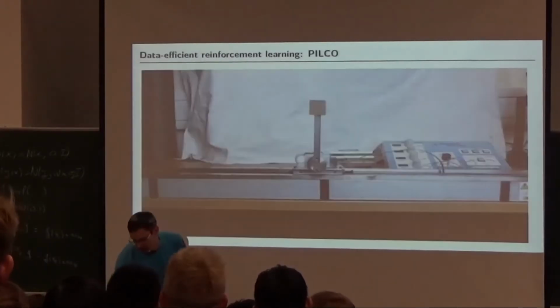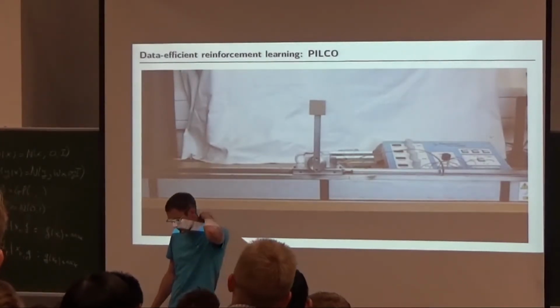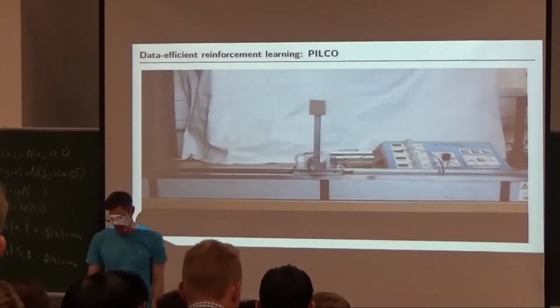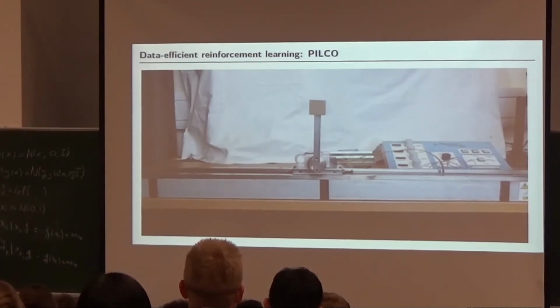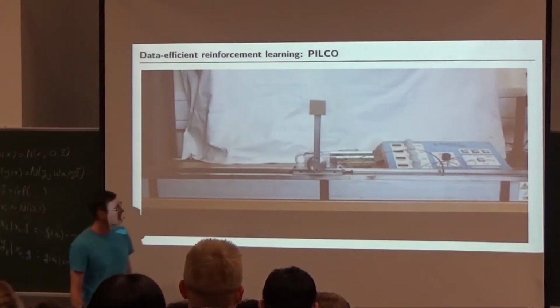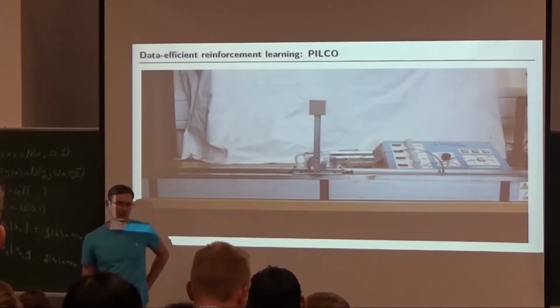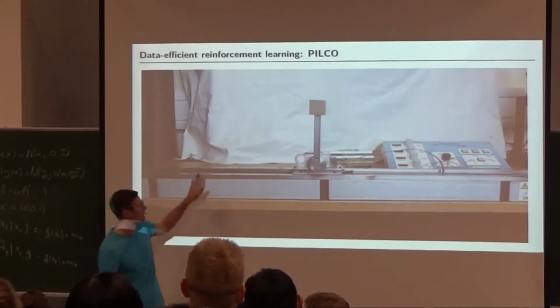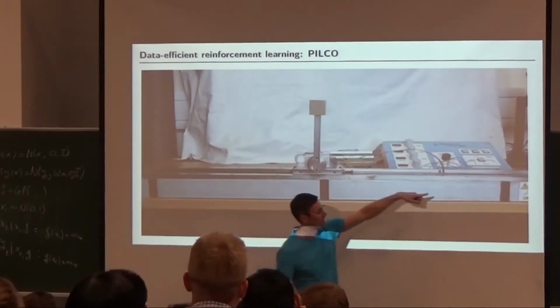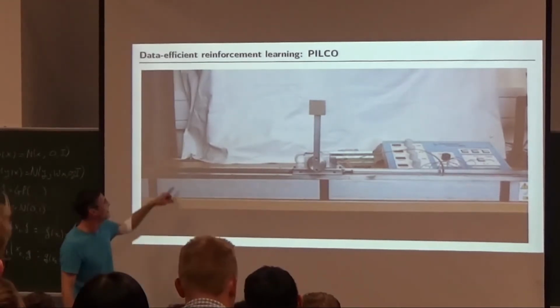Great. Okay, so here's a second really cool deployment of Gaussian processes. This is from Marc Deisenroth and Carl Rasmussen. So the idea is let's do really data-efficient control for robotics, reinforcement learning for robotics. So here is a very simple robotic system. I'll show you a video in a minute. Hopefully I'll get that to work.